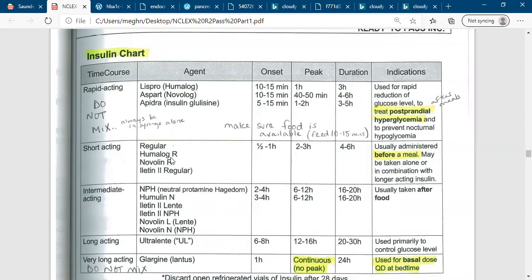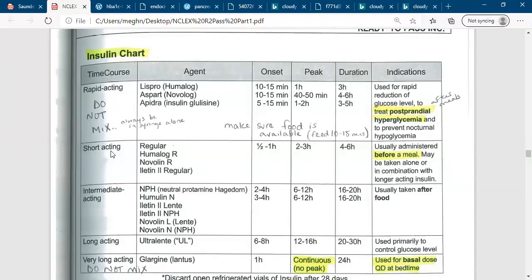Other names of regular insulin are Humalog R and Novolin R, right? And the intermediate one is called Novolin L or Novolin N. How do we remember, my friend? The short-acting name is regular, but you can say Humalog R, R stands for regular, Novolin R, R stands for regular, and Novolin L or Novolin N is almost similar to NPH. And NPH insulin is the intermediate insulin, or the cloudy insulin.